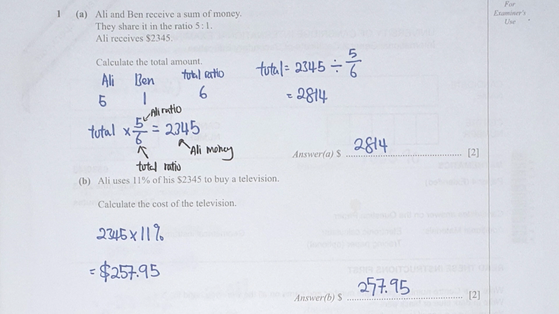So Ali uses 11% to buy a television. So 2,345 times 11% is 257.95.